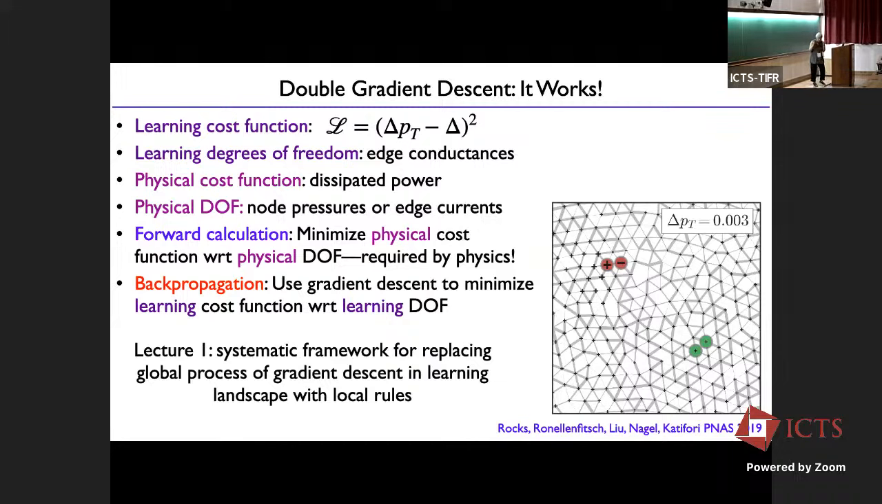simultaneously. So in the last lecture, I was talking about how we develop a systematic framework for replacing the global process of gradient descent in the learning landscape with local rules that accomplish the same thing. And the local rule I gave you, there is actually a well-defined limit in which it is equivalent to gradient descent, and that's really why it works. So that's what that was about. And that's the basis for Doug's lecture tomorrow.